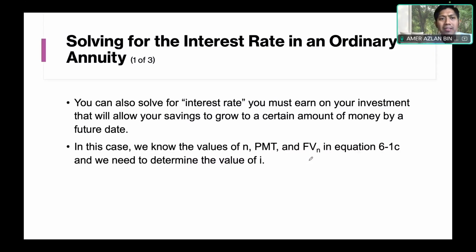So the next part is solving for interest rate in an ordinary annuity, which is quite similar to our previous discussion just now on how to find the interest rate if it involves an ordinary annuity payment. All right. So in this case, we know the value of N, we know the value of PMT and future value, but we don't know the value of I. So how do we calculate?